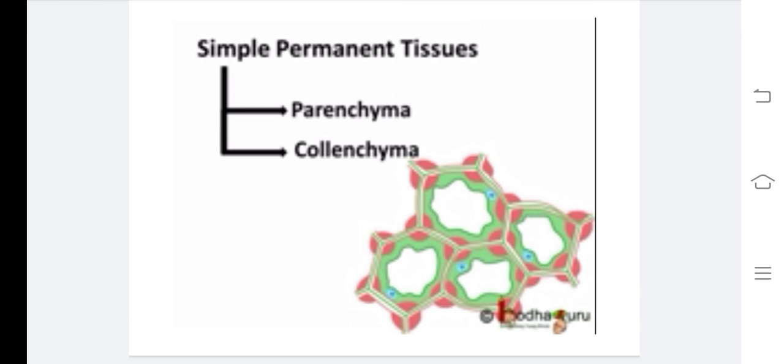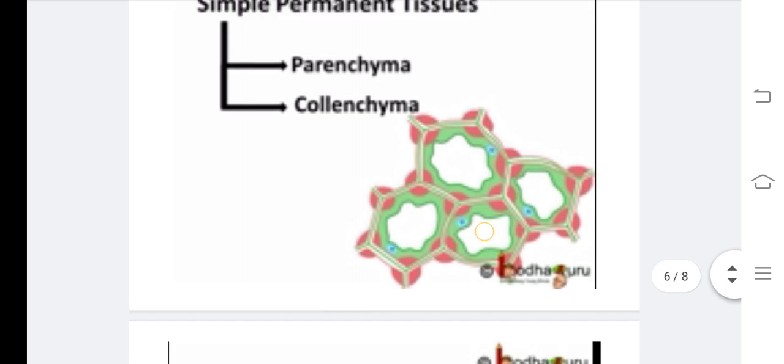This is very, very important about the collenchyma. Clear, children? So they are elongated, thickening at the corner, no intercellular spaces. One more simple permanent tissue. See here. What is the main function, children? The main function is mechanical support and also flexibility. Because of this only, flexibility.